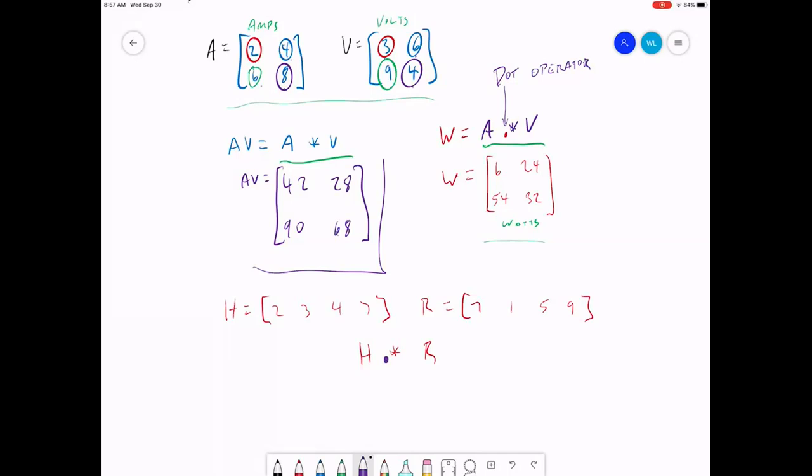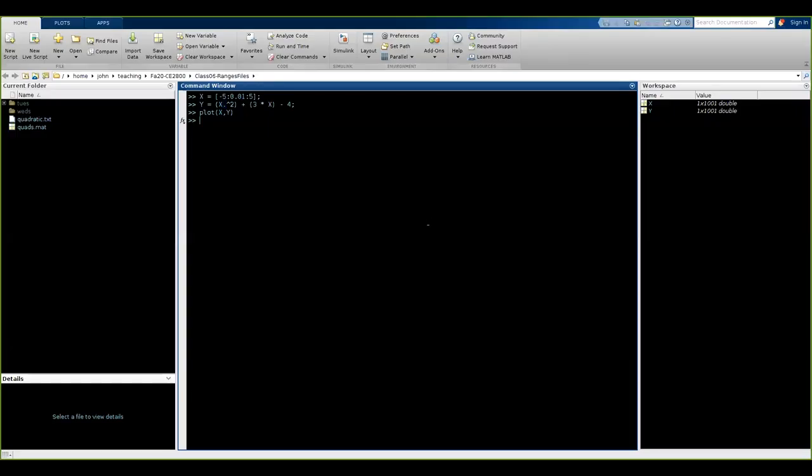So let's jump back over to the MATLAB screen and we'll do these as an example. I'm just going to be doing this in the command window. Anything that we're doing in the command window here, you could do as a script as well. Okay, so first we'll do the A and the V that we had before. So our A, our amps, is equal to 2, 4, 6, and 8. And our voltage was 3, 6, 9, and 4.